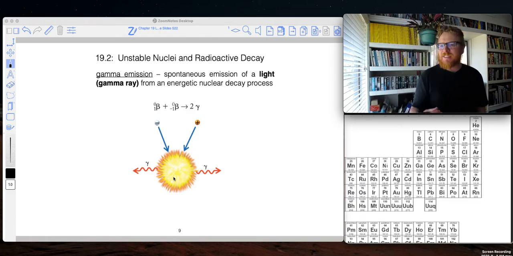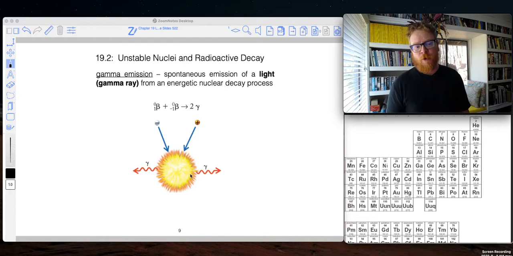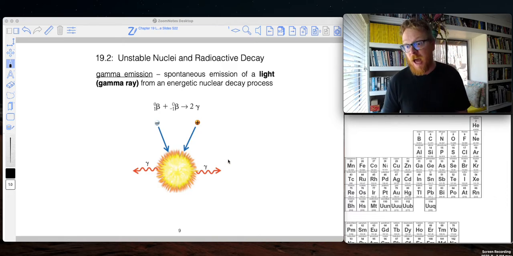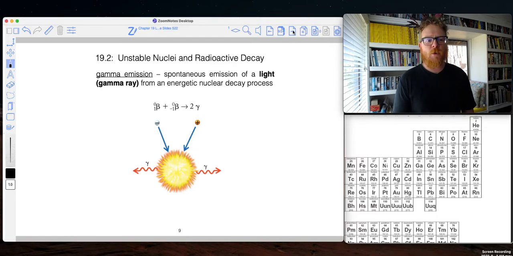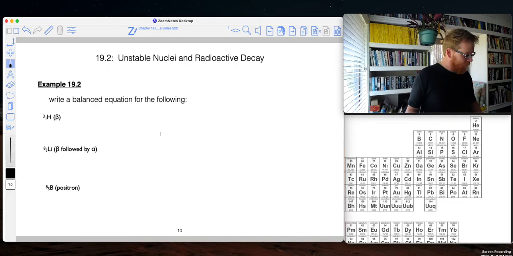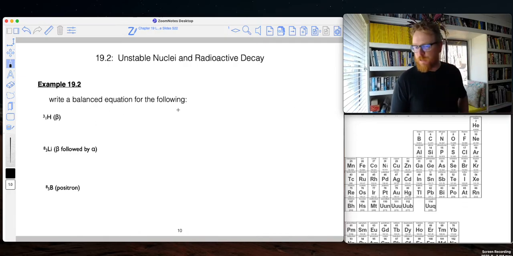Okay? So like I said, this is very, very rare in chemistry, but as we start talking about fusion and fission, we see gamma start emerging a lot more. Okay? So let's do some reactions to make sure we've got these mechanisms down. Okay? So write a balanced equation for the following.